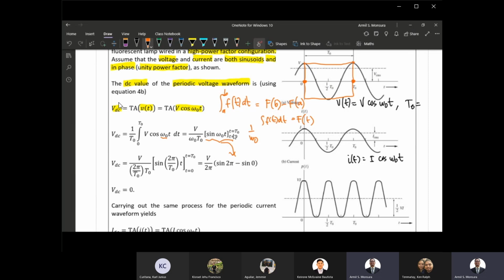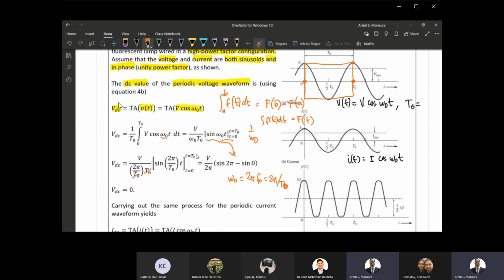Okay, so gawin natin, actually, bago pala nagsubstitute ng mga limits, I replace omega o with 2 pi fo or 2 pi times t0. So I replace omega o with 2 pi t0. Yun. So ito. Pwede natin siya. So ngayon, makakancel natin to. Okay. So making this to be v over 2 pi simply.